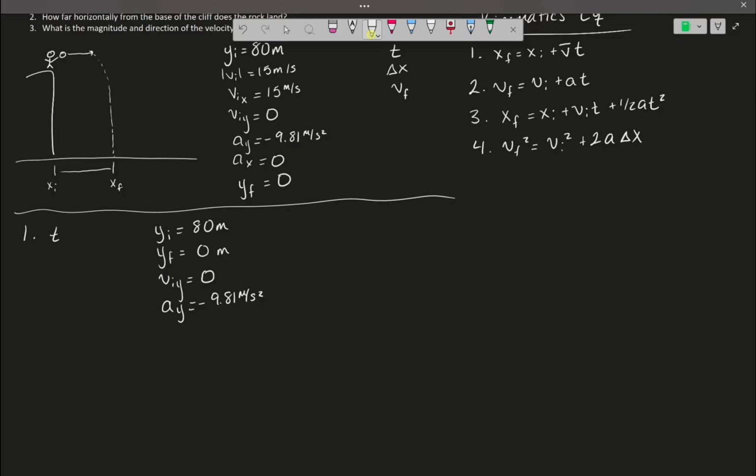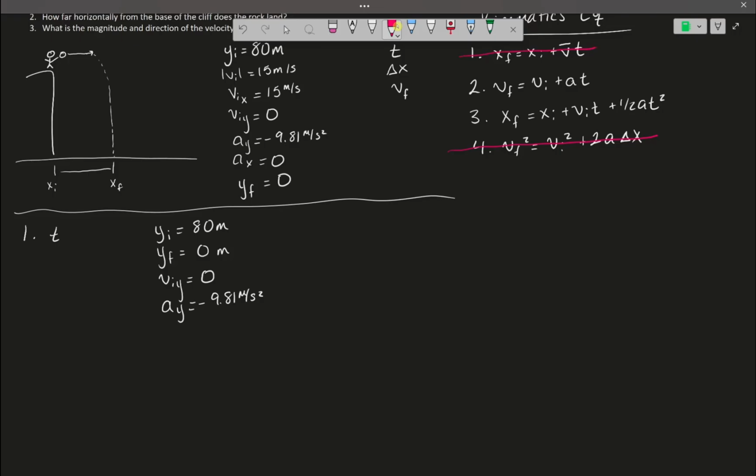So now I'm going to take this information that I have and try to figure out which kinematics equation I can use to solve this. Because I'm looking to solve for time, I can't use equation 4 because equation 4 doesn't involve time. I don't have a final velocity, and I don't have time, so this would give me two unknowns for the first.